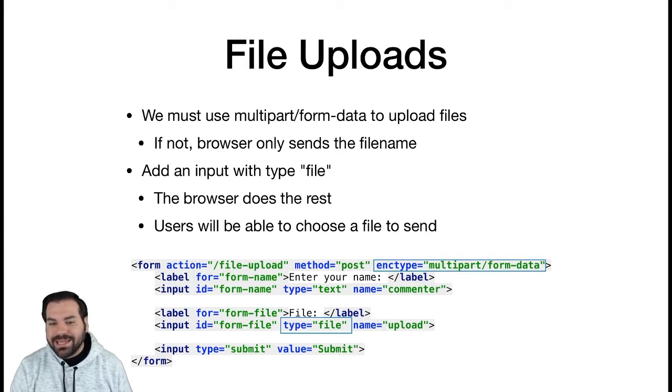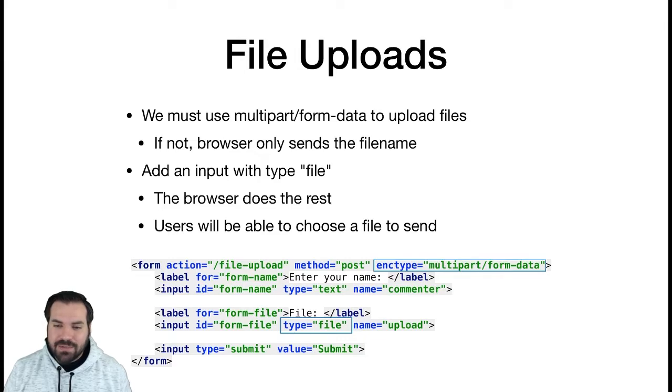You only get the content of the file if your encoding type is multi-part form data. This is required. You have to use multi-part form data if you're going to upload files. You can't use multi-part form data with a GET request because you can't jam that in the query string. But once you have multi-part form data, a post request, and an input of type file, now your file is actually being sent to the server, not just the file name. Everything will work if you don't do that. It'll just send the file name and everything will hum along fine.